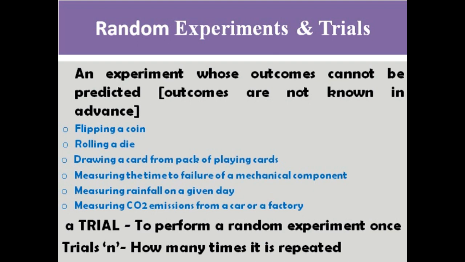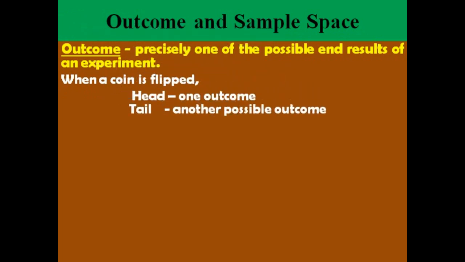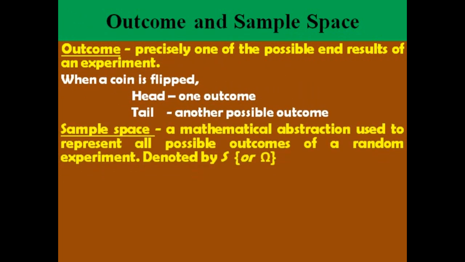To perform a random experiment once is called a trial. How many times it is repeated is called the number of trials, denoted by n. What is the outcome of a random experiment? It is precisely one of the possible end results of an experiment. When a coin is flipped, head is one outcome, tail another possible outcome. What is a sample space?